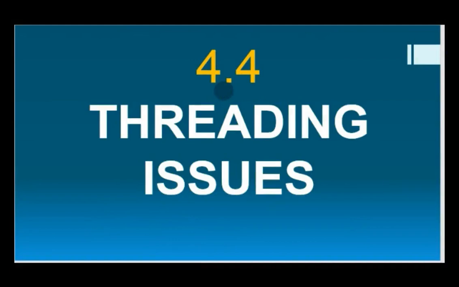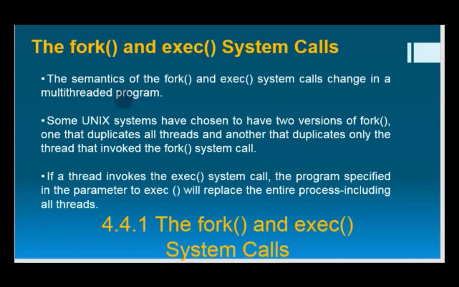In Chapter 4, Lecture 4, we will discuss threading issues. So we have some implementation issues with threads at the time of forking and executing. These two system calls both change in a multithreaded program. The issue with fork is that when we are working with a process, the new process which is produced should either duplicate all threads, or it should duplicate only that thread.